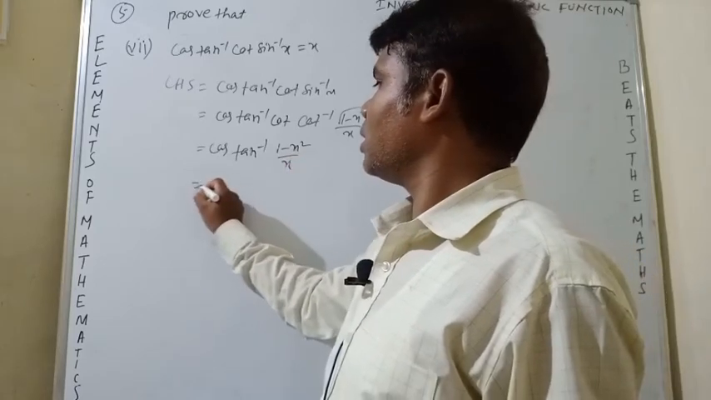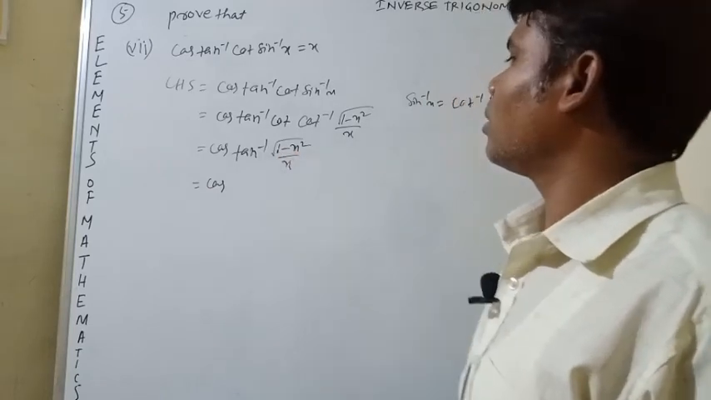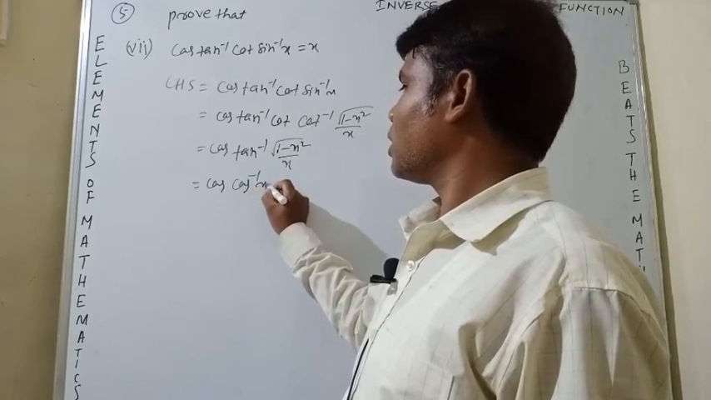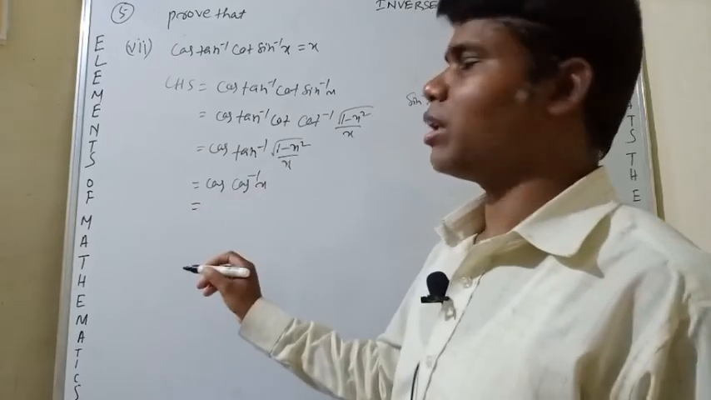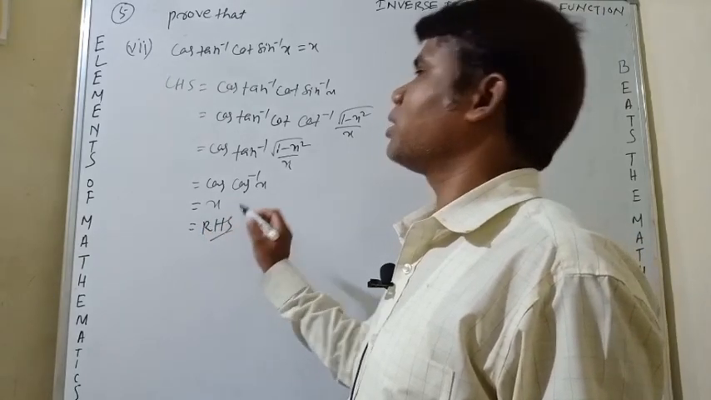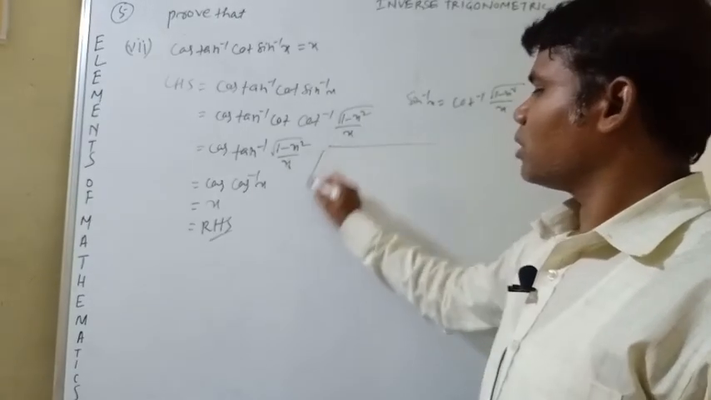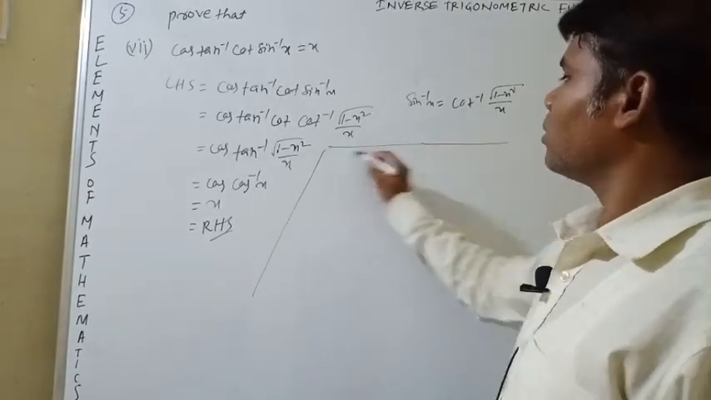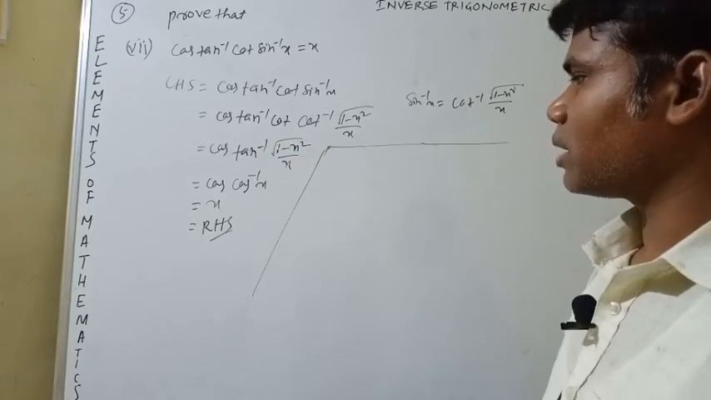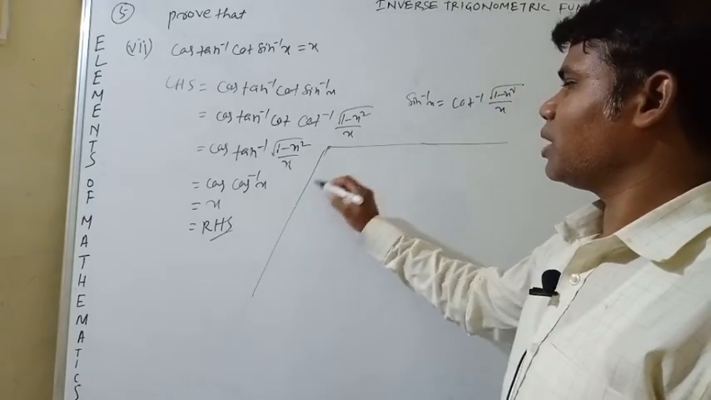Okay, it is equal to cos tan inverse root over 1 minus x square by x. This is equal to cos cos inverse x. Cos and cos inverse will cancel out. This is equal to x, which is equal to RHS. It's proved. If you know how tan inverse root over 1 minus x square by x is equal to cos inverse x, I can apply it here. You see, this is an additional thing.